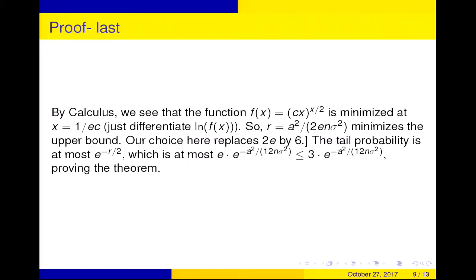So we have a function that looks like x to the x over 2. You take the log and minimize. Then you see that it's minimized at that point. Just differentiate, set it to 0. It's minimized at that point. So instead of 2, we're using a 6. And then at that point, you plug the minimum value in, you get this, which is at most a squared over 12 n sigma squared. That proves the theorem.